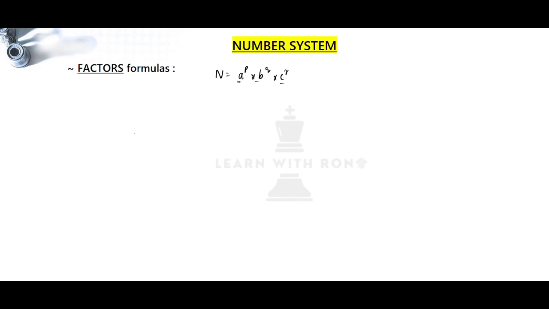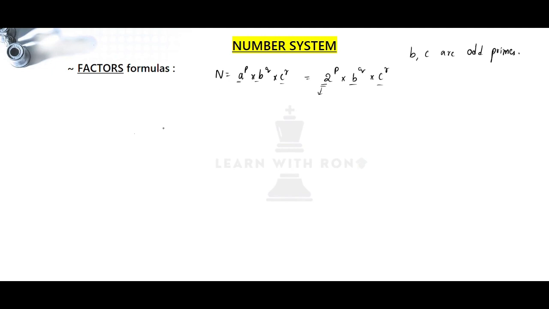So if I take this a number as 2 here: 2 to the power of p multiplied with b to the power of q and c to the power of r. As you already know, 2 is the only even prime number. So if this is the even prime number, b and c are odd numbers, right? So b and c are odd prime numbers, odd primes.